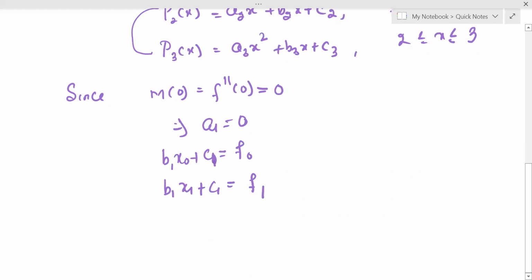Now x0 and x1 you can substitute, F0 and F1 also. Because this function is given here, x0 is given, x1 is given, F0 is given, F1 is given. What is x0? 0. What is x1? 1. What is F0? 1. F1 is 2. This value you can substitute in this equation.